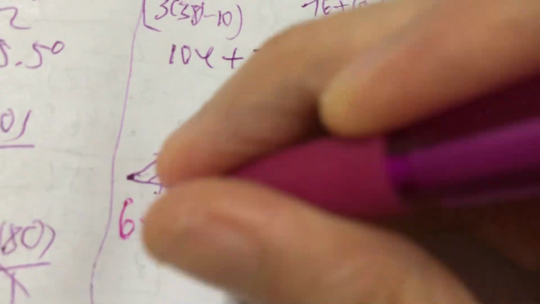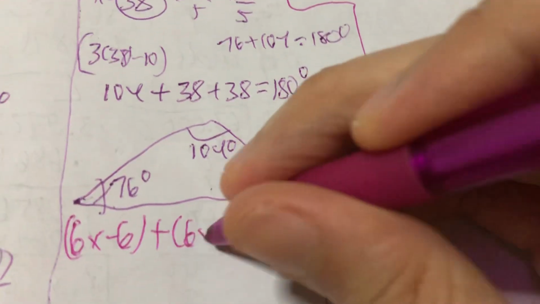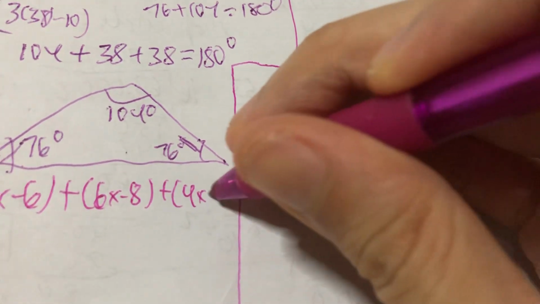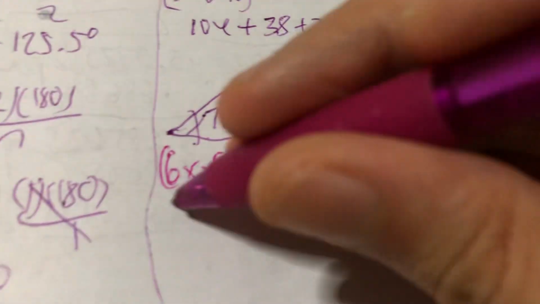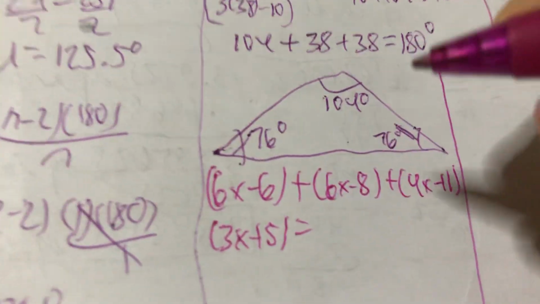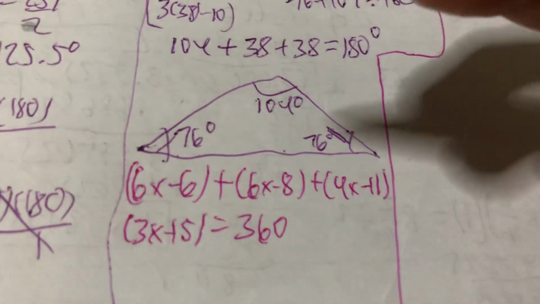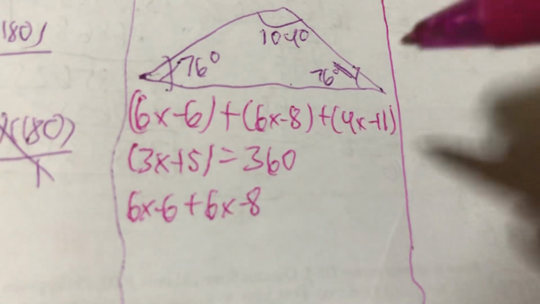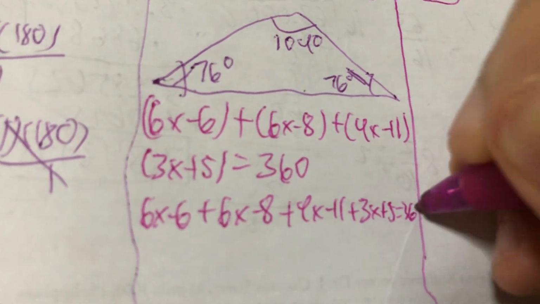So we have angle T, which is 6x minus 6. That's for angle T. 6x minus 8, which is angle R. 4x minus 11, which is angle A, plus 3x plus 5, which gives you 360 degrees. Now, all we need to do first is to eliminate all parentheses. So we get 6x minus 6, plus 6x minus 8, plus 4x minus 11, plus 3x plus 5, equals 360.